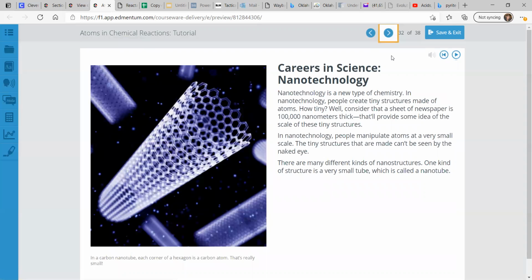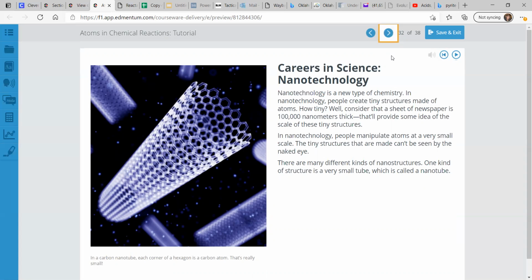Now we're going to look at careers in science. Nanotechnology is a new type of chemistry, relatively new. People create tiny structures made of atoms. How tiny? Well, consider that a sheet of newspaper is 100,000 nanometers thick. So that should give you some idea of the scale of the tiny structures they're dealing with. So in nanotechnology, people manipulate atoms at a very small scale. The tiny structures that are made can't be seen by the naked eye.